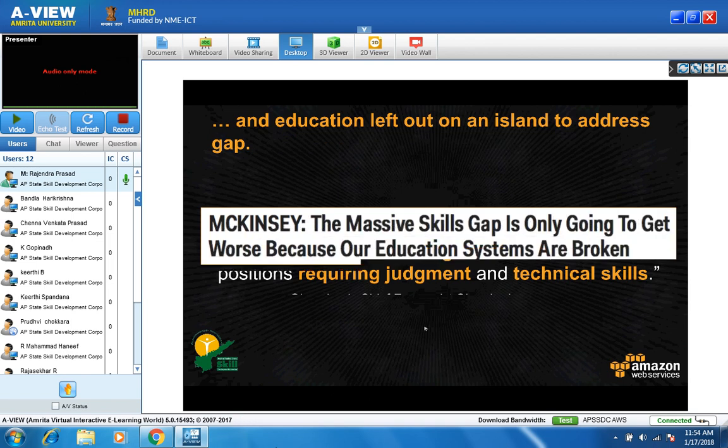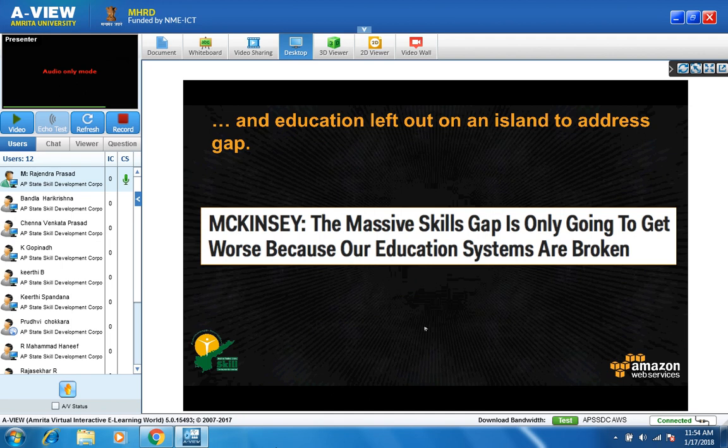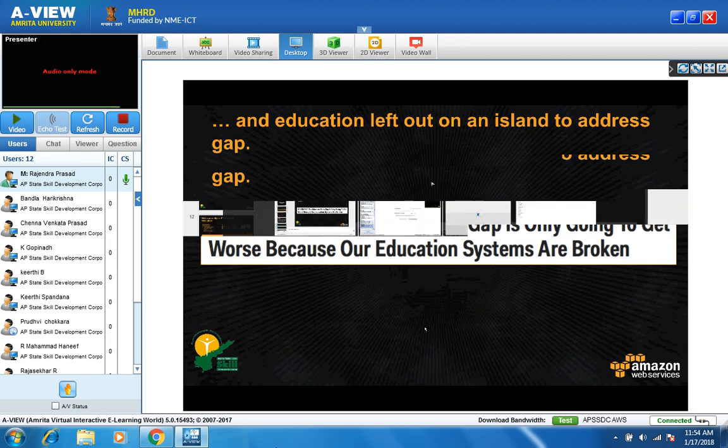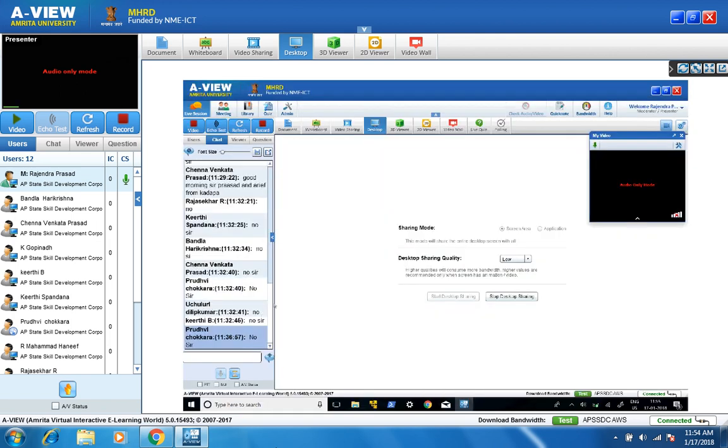Not to scare all of you, but McKinsey released a statement saying that the massive skill gap is only going to get worse because the current education system is actually broken. Though we are doing our best to fill in that gap, the gap is widening, and these are some of the attempts that we make to bridge that gap between industry and our current education system. Is everyone following? Any questions? Is everyone able to follow?